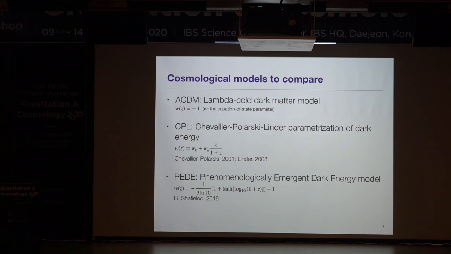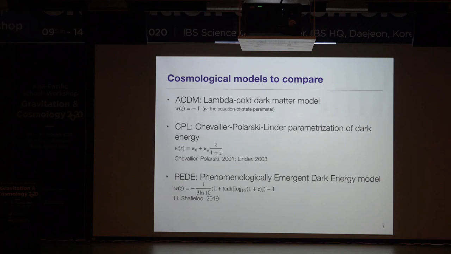We choose the standard lambda CDM model, which has the equation of state parameter equal to minus one. So it is always minus one regardless of redshift. And we also choose the CPL parameterization of dark energy, which parameterizes the equation of state parameter of dark energy into two parameters. One parameter is just a constant term, and the other has this term. This was suggested by Chevallier and Polarski and Linder. That's why it is called CPL parameterization.